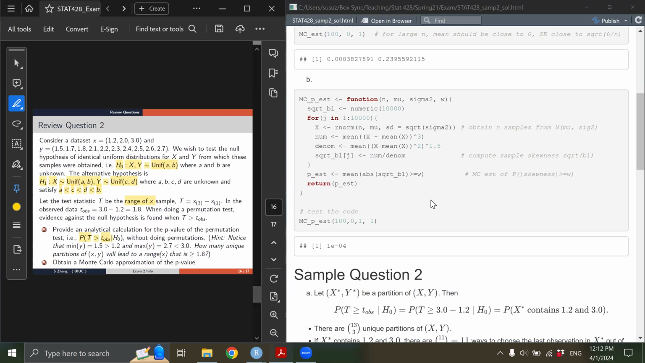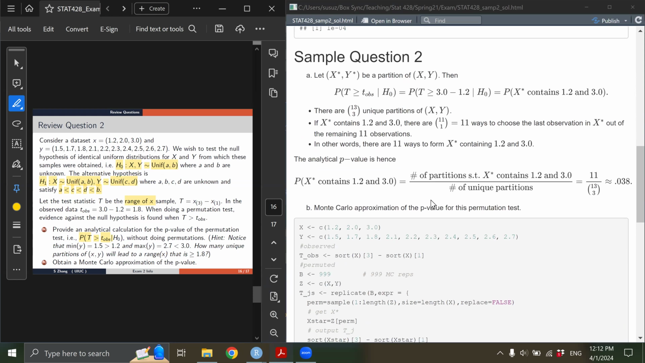If not, let's move on to question 2, which is related to permutation tests. The first part of this question, I think it's a little bit tricky, right? But I thought it was a nice thought exercise for you to think about what we're actually doing in permutation tests. So let's take a look at this question.